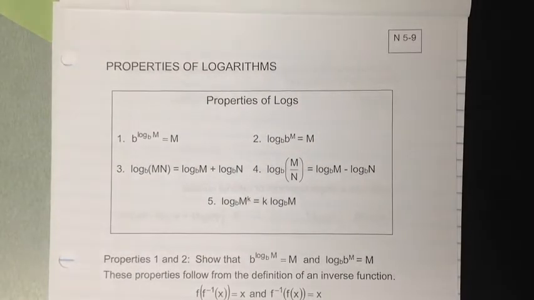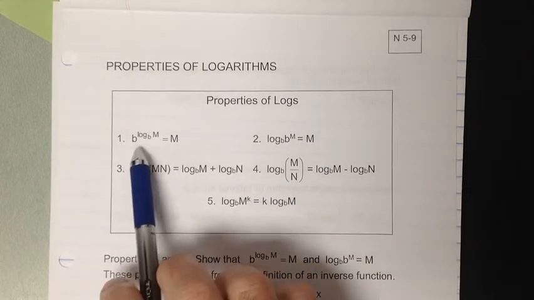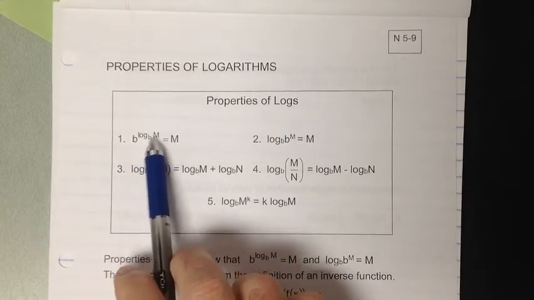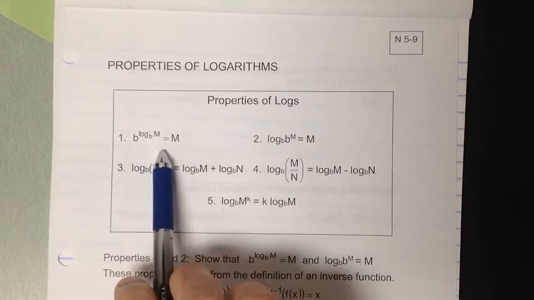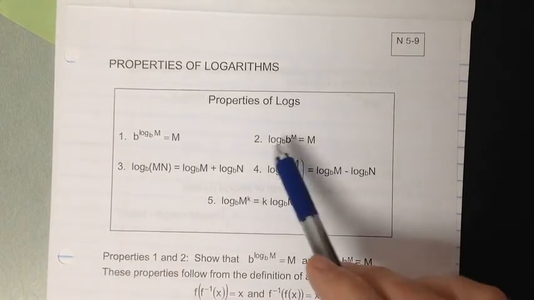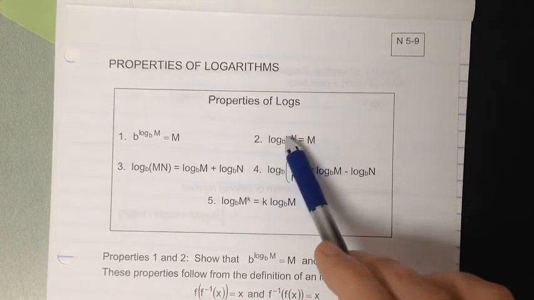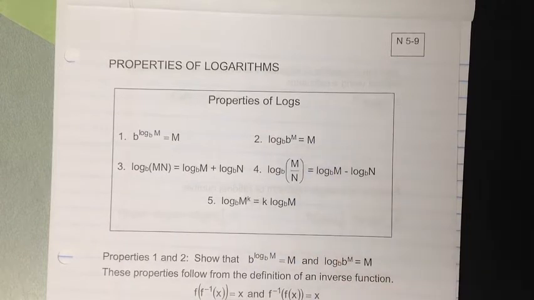Okay, we're looking at lesson 5.9, properties of logarithms. So, we've got 5 properties of logarithms here. B to the log base b of m exponent equals m. Log base b of b to the m is equal to m.